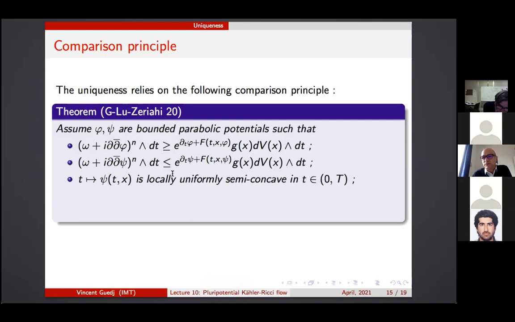So this is a property that we have established for at least one solution of the problem. Then the conclusion is that if at time zero you have the appropriate inequality, the subsolution is less than the supersolution, then this property will hold forever. So in particular, if you have two solutions, φ and ψ, of the parabolic equation, which match at time zero, and if they are locally uniformly semi-concave in time, then they should be the same forever. So there is uniqueness of the solution.